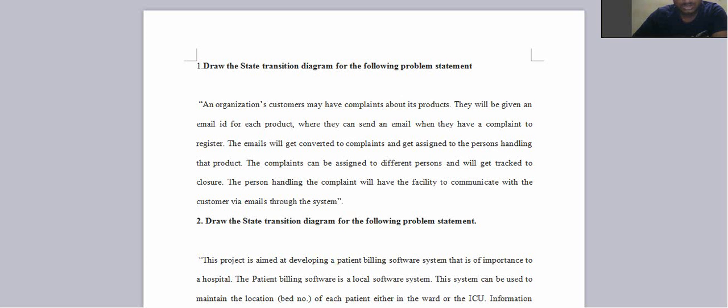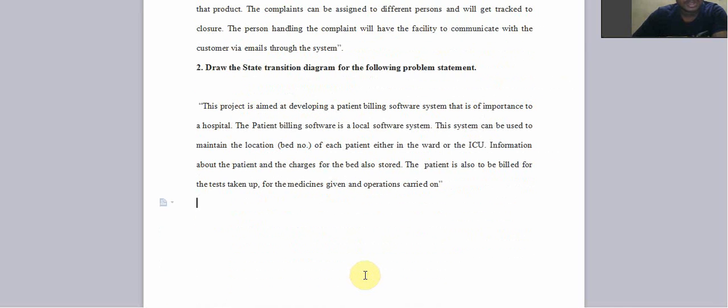The second question is about a patient billing system. It is a local software system. The system can be used to maintain the location and bed number of each patient, either in the ward or the ICU. Information about the patient and the charges for the bed are also stored. The patient is also to be billed for the tests taken, for the medicines given, and the operations carried on. All these things are looked at here.